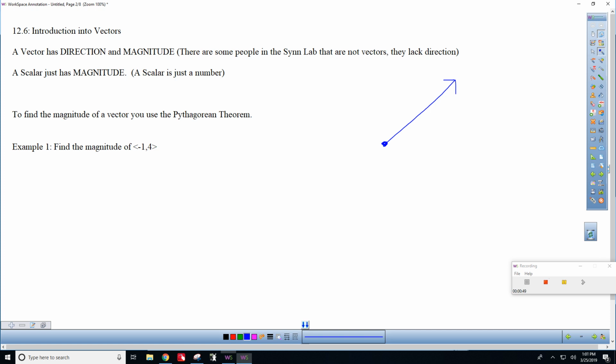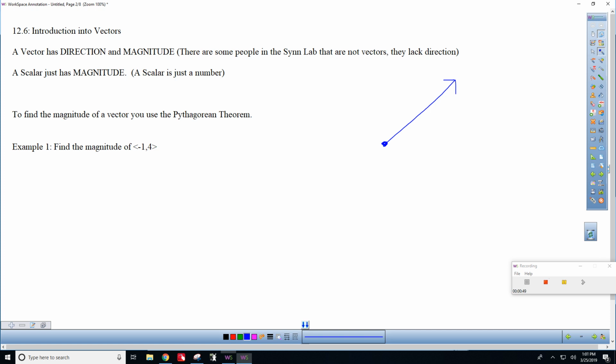So a scalar is just a name for a number. A scalar is a magnitude. You're going to hear those words, and I don't want you to be intimidated by them. A scalar is a number, a vector is a number and a direction.